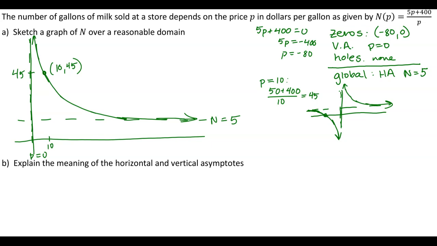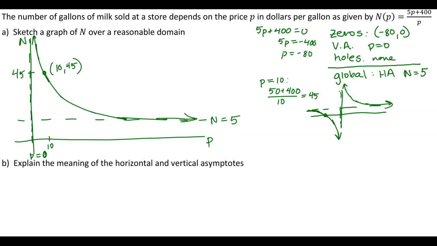From here, you'll be asked to sometimes plug in a number and explain what it means. So we could use that (10, 45) I just found. This is the p-axis, this is the n-axis. So that means at a price of $10 per gallon, there are still 45 people that would buy milk.